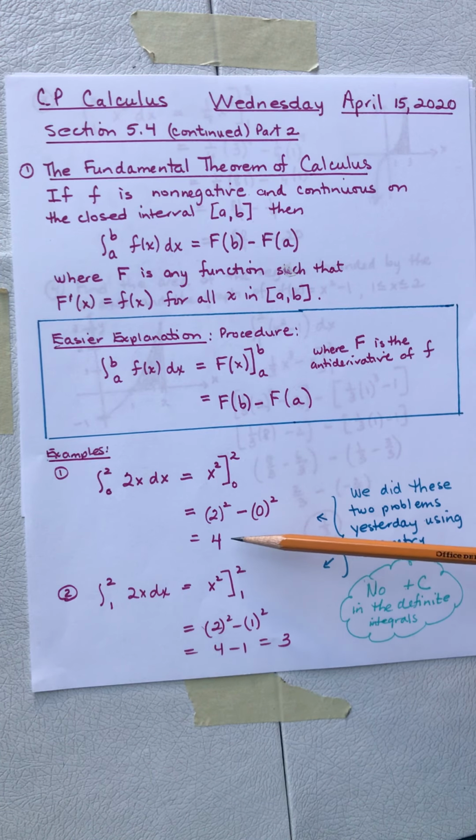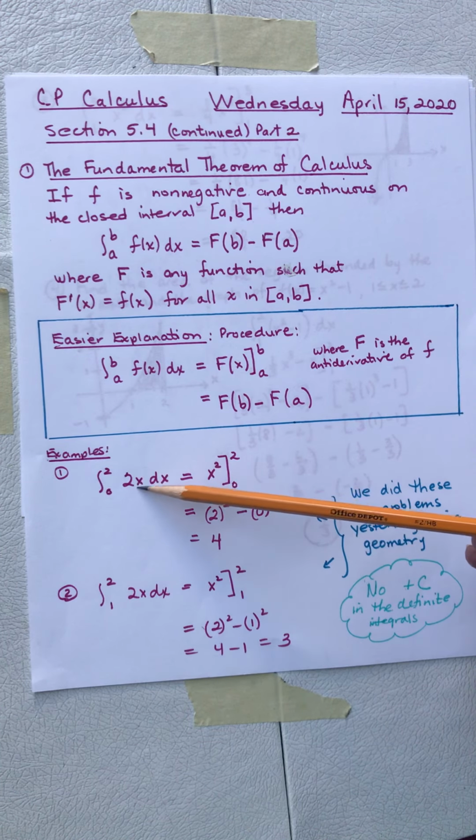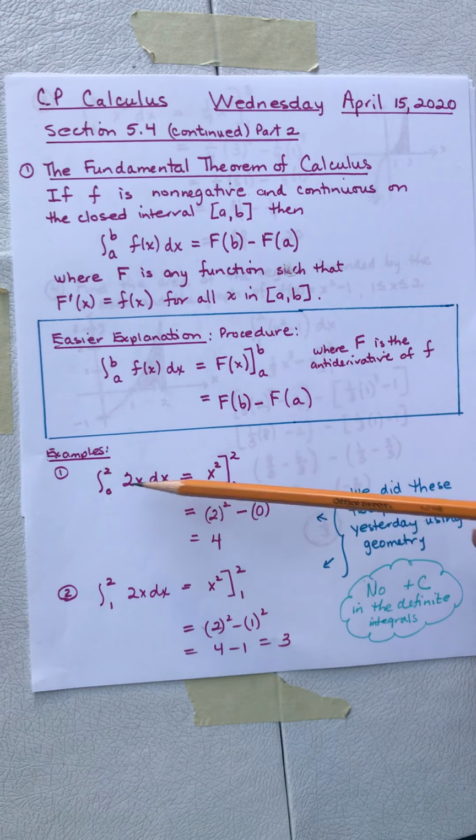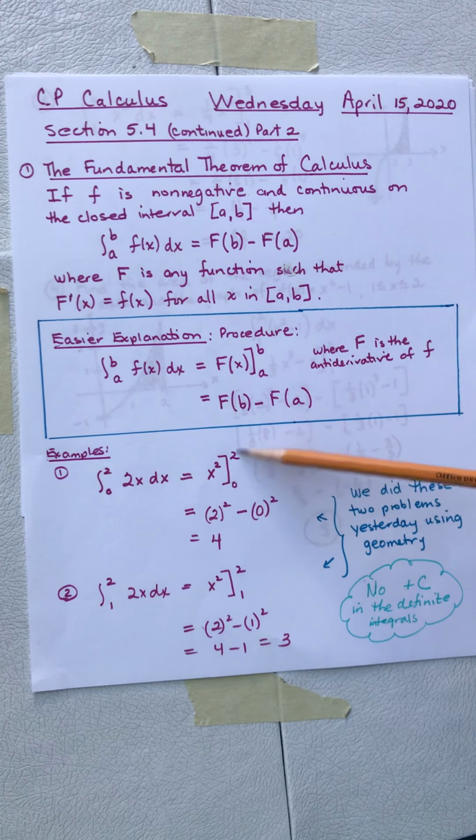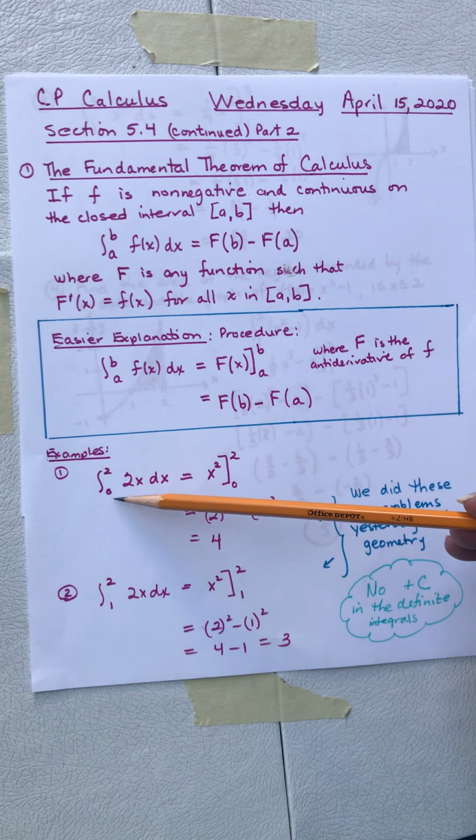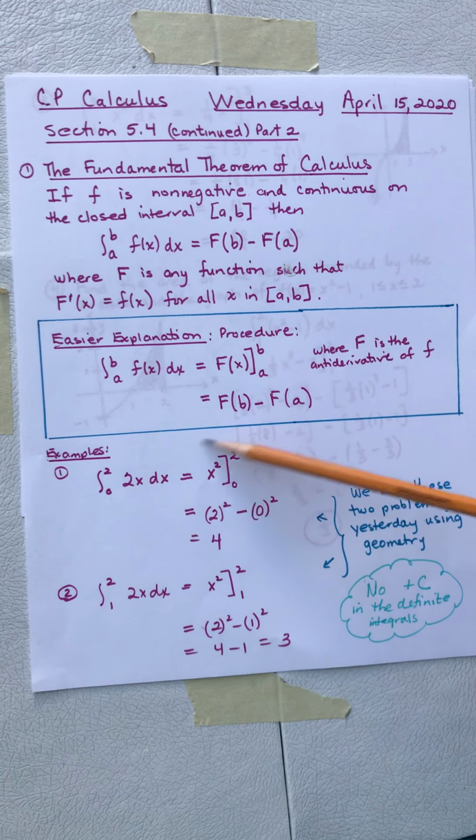And that gives us the area bounded by this curve, the x-axis, and vertical lines at x equals 0 and x equals 2. Although there wasn't a line at 0 yesterday because 0 was right on the graph. Okay.